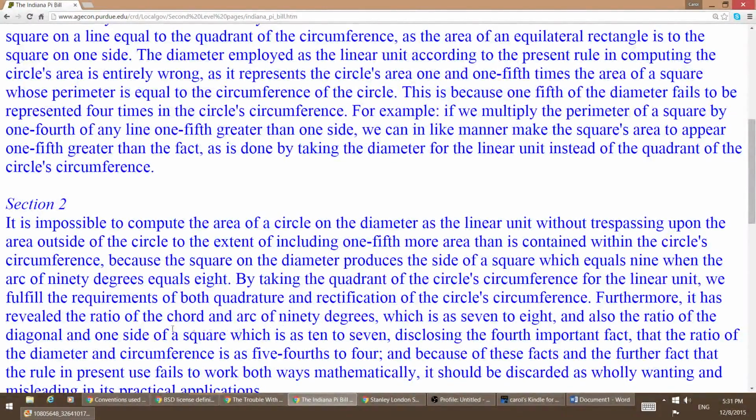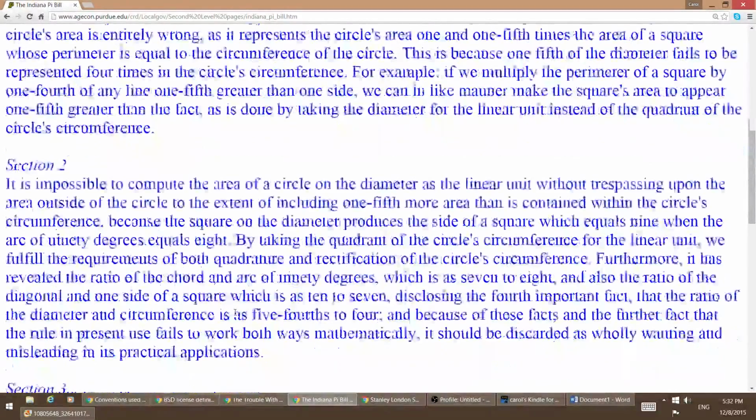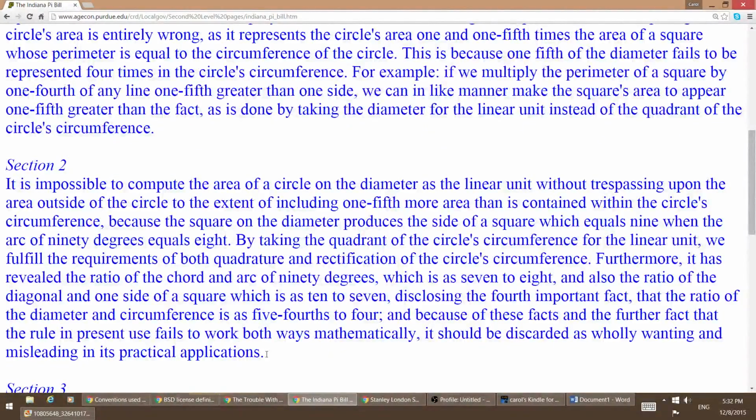Furthermore, it is revealed the ratio of the chord and arc of 90 degrees, which is as 7 to 8, and also the ratio of the diagonal and one side of the square, which is as 10 to 7, disclosing the fourth important fact, that the ratio of the diameter and circumference is as 5/4 to 4. And because of these facts, and the further fact that the rule in present use fails to work both ways mathematically, it should be discarded as wholly wanting and misleading in its practical applications.